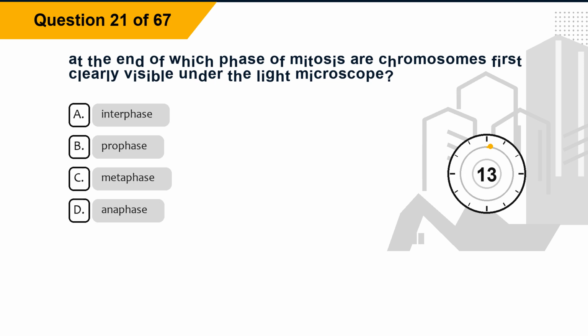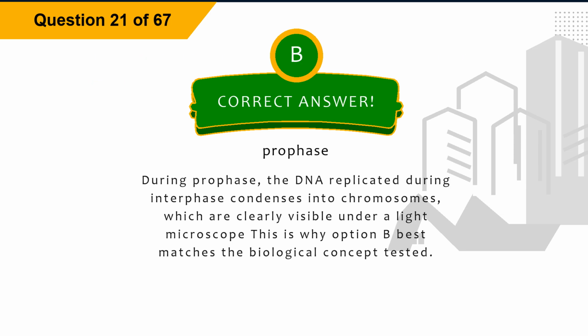Question 21. At the end of which phase of mitosis are chromosomes first clearly visible under the light microscope? Option A, interphase. Option B, prophase. Option C, metaphase. Option D, anaphase. The correct answer is option B, prophase. Explanation. During prophase, the DNA replicated during interphase condenses into chromosomes, which are clearly visible under a light microscope. This is why option B best matches the biological concept tested.